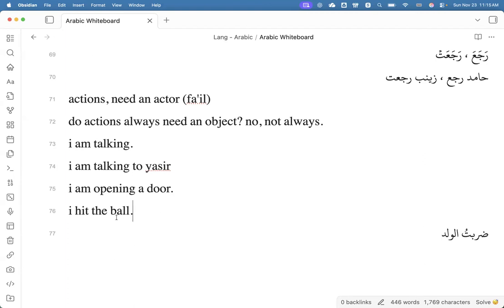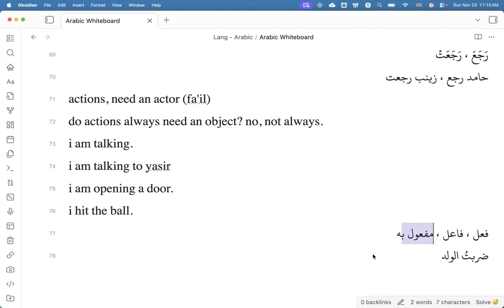Yeah. So this is called in Arabic. So we have fi'l, which is the verb. Fi'l always has a fa'il, right? Whether it's hidden or not hidden, right? But the object is called maf'ul bihi. Okay, it's called maf'ul bihi. That's the grammatical term for the object.